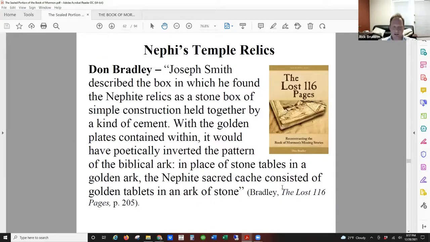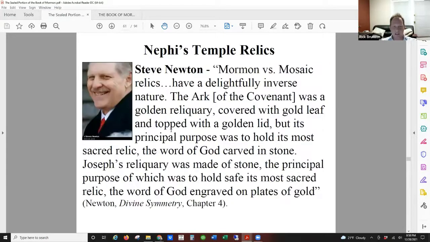And in fact, Bradley picked up on this as well, but I have to give credit to Brother Newton who found it first. Bradley mentioned something similar in his. He said, Joseph Smith described the box in which he found the Nephite relics as a stone box of simple construction held together by a kind of cement, with the gold plates contained therewith. It would have poetically inverted the pattern of the biblical ark. In place of stone tablets in a gold ark, the Nephite sacred cache consisted of golden tablets in an ark of stone. So, Steve, anything you want to add to that?